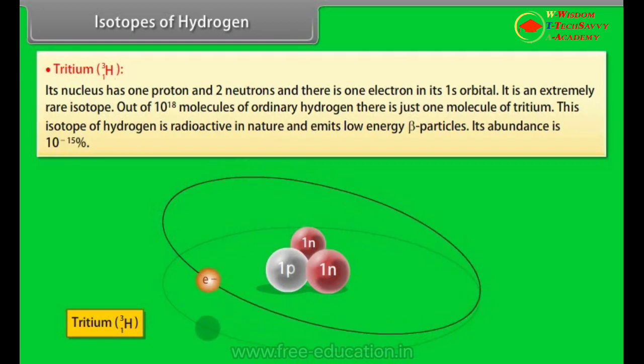Tritium. Its nucleus has 1 proton and 2 neutrons and there is 1 electron in its 1s orbital. It is an extremely rare isotope. Out of 10 to the power 18 molecules of ordinary hydrogen, there is just 1 molecule of tritium. This isotope of hydrogen is radioactive in nature and emits low-energy beta particles. Its abundance is 10 raised to the power minus 15%.